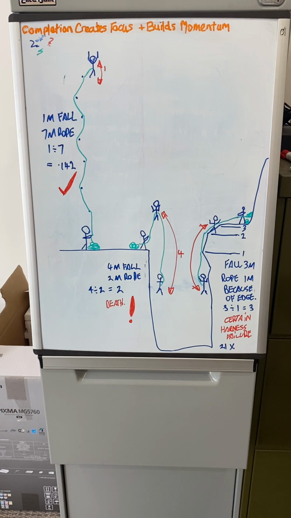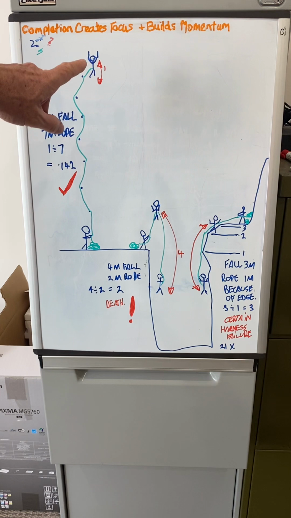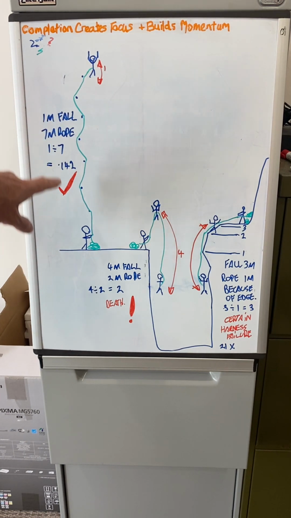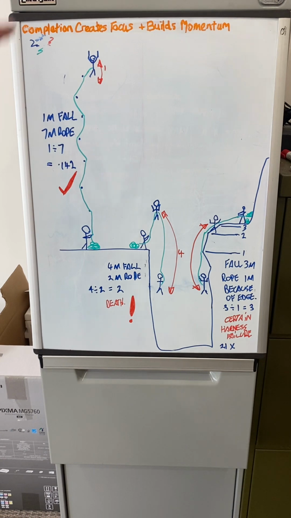So on the left, we've got the basic best case scenario in a lead fall. You can see the belayer at the bottom, just here, and then the climber up here takes a 1 metre fall with 7 metres of rope out. So we have the length of the fall divided by the length of the rope in the system gives us a fall factor of 0.142. Okay, so standard lead fall.